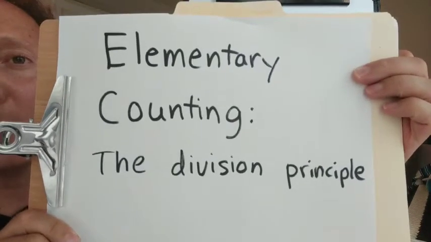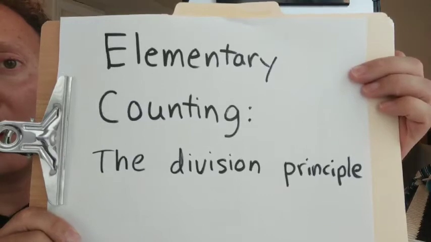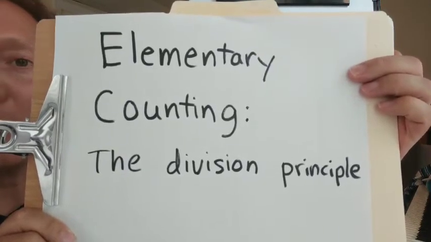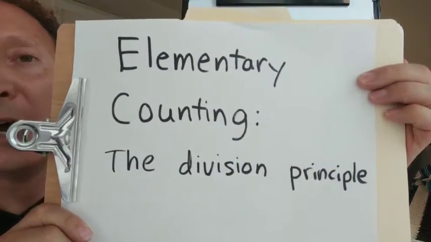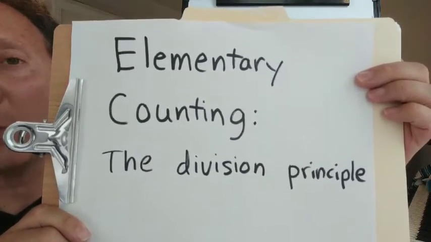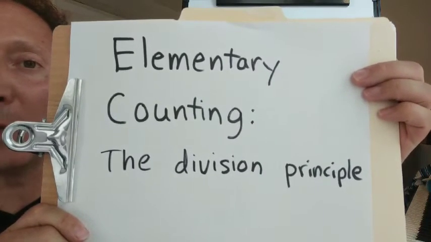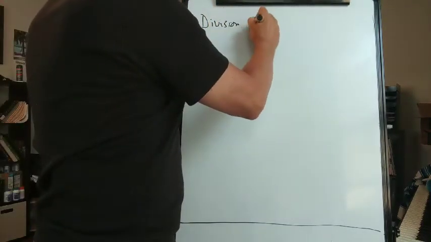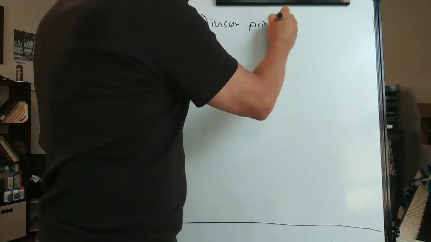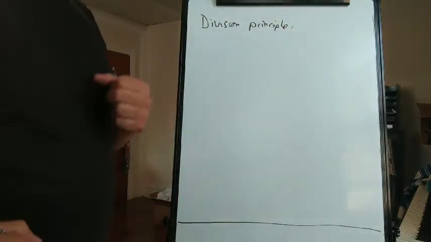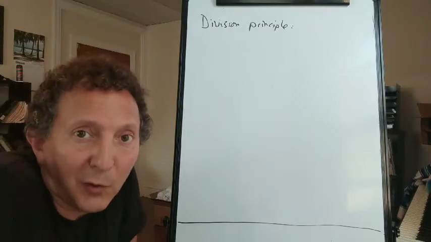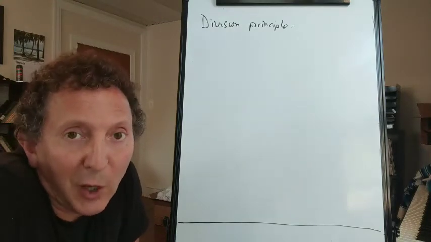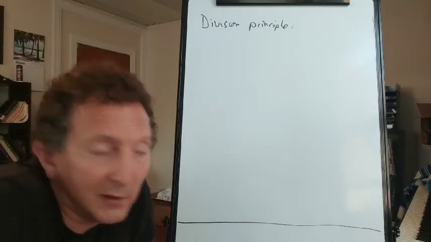All right, in counting courses before, you've probably had the addition, subtraction, multiplication principles, and maybe the division principle. I'm going to assume that you remember addition, subtraction, and multiplication, and let's start by reviewing the division principle of counting. The division principle says if it's convenient to overcount something by a factor of d, go ahead and overcount by a factor of d, and then divide by d at the end.